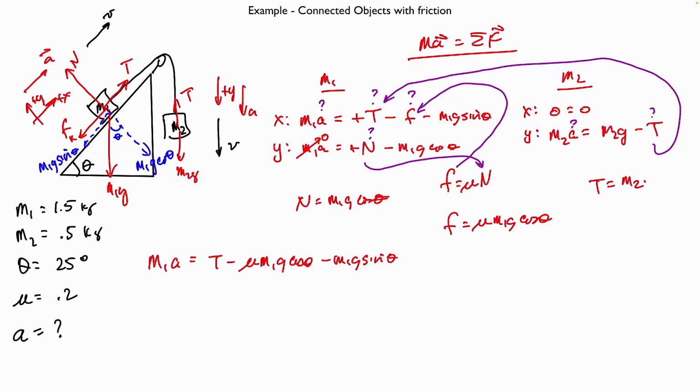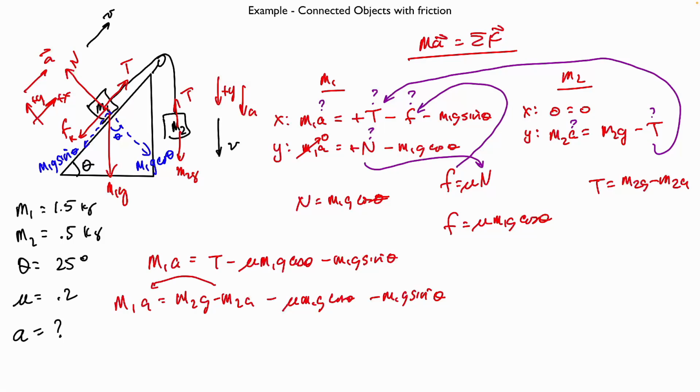This is going to be m2g minus m2a. Swapping things across equal signs changes their signs, and then that T gets inserted. m2g minus m2a minus mu m1g cos theta minus m1g sine theta. Mr. Balogh, why don't you just put the numbers in, because numbers hate me.